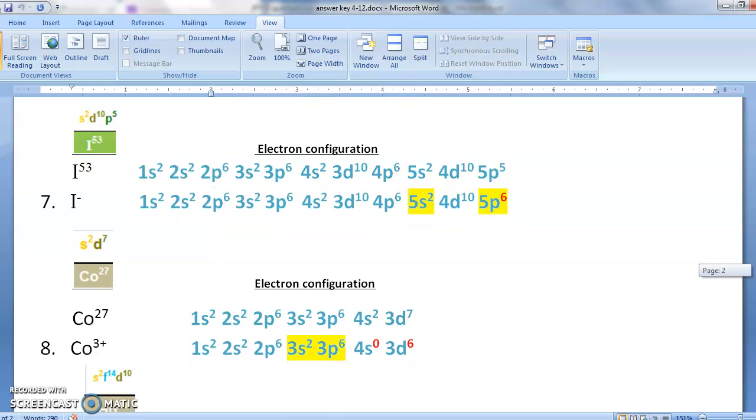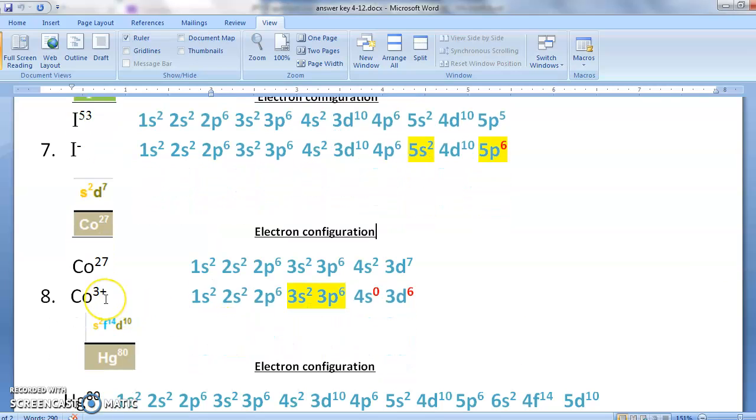As we pick up with problem number 8, we are asked to do the cobalt ion 3 plus. Before we do the cobalt ion 3 plus, it will help for us to just simply do cobalt 27. Plus means that there are going to be 3 more protons than electrons. So if it has 27 positive protons, when we're done, we should only have 24 electrons remaining. There's 3 more positive protons than electrons. It starts with 27 electrons. 3 less would be 24.